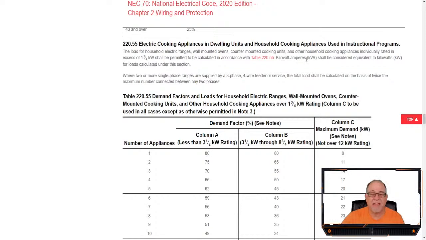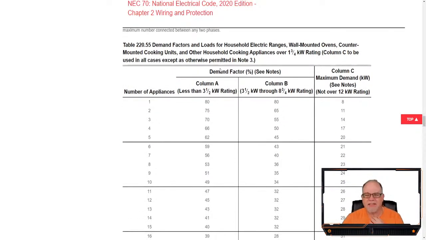Kilovolt-amperes, which is kVA, shall be considered equivalent to kilowatts, that's kW, for loads calculated under this section. So under section 55 of Article 220, if I have 50 kVA, it's the same as 50 kW. If I have 50 kW, it's the same as 50 kVA. And of course, I like to work everything in VA because ultimately at the end, that's what we're going to work it in. But it reminds you that they're equal. Okay, no big deal there. Now let's look at the table.